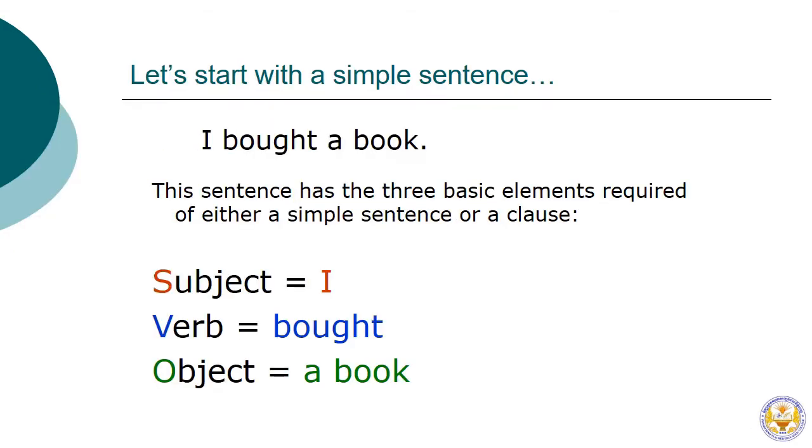Now let's start with a simple sentence. I bought a book. This sentence has 3 basic elements required of either a simple sentence or a clause. It has a subject, I, a verb, bought, and an object, a book.